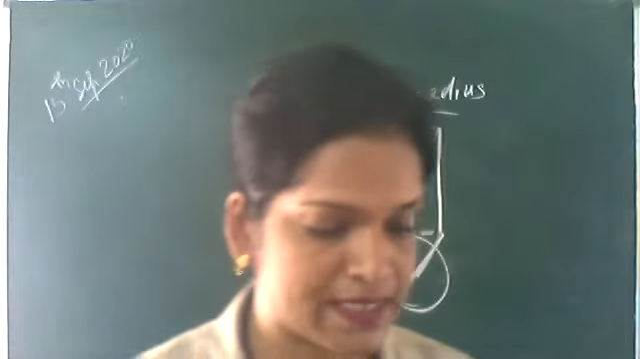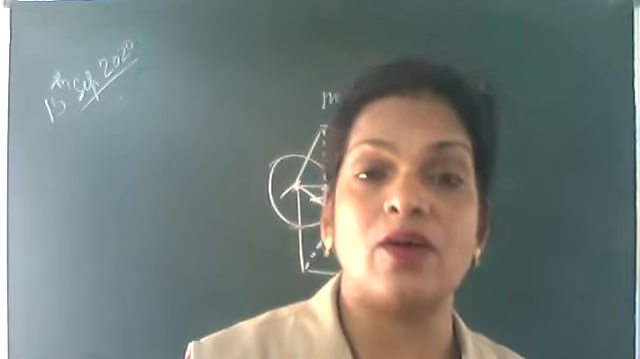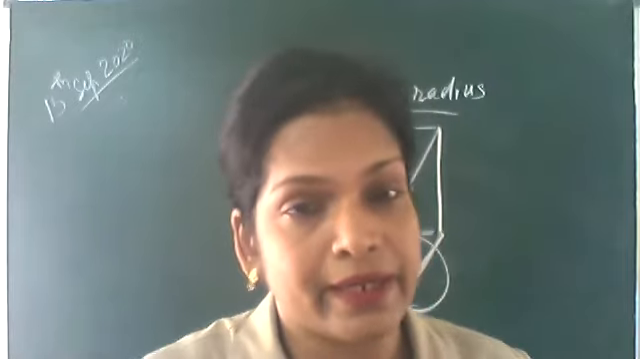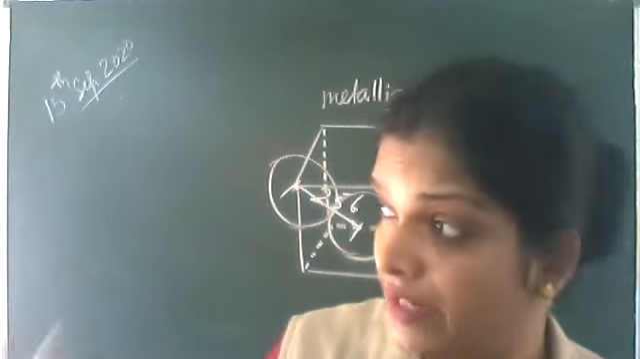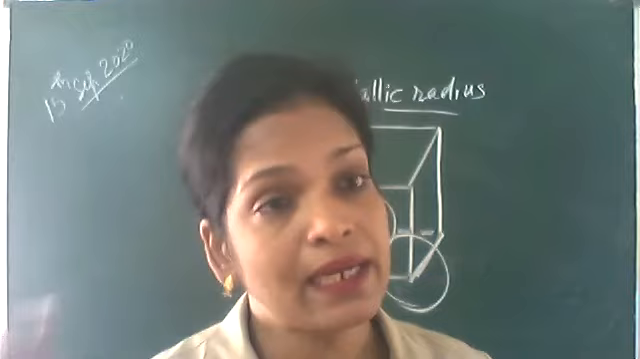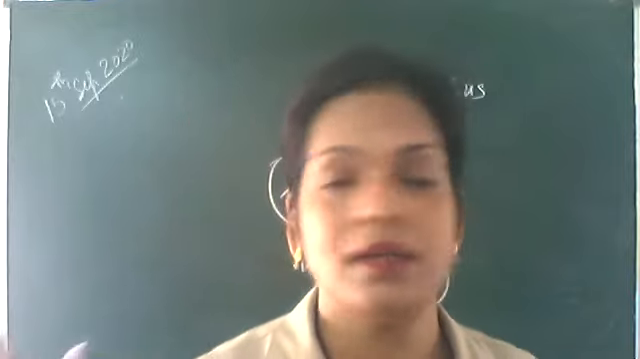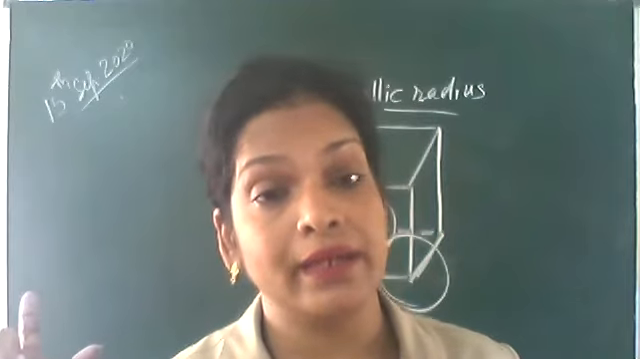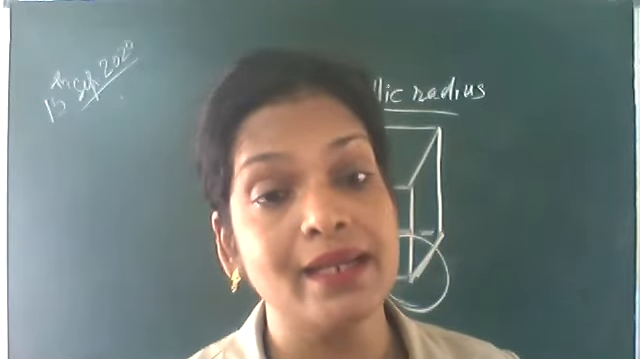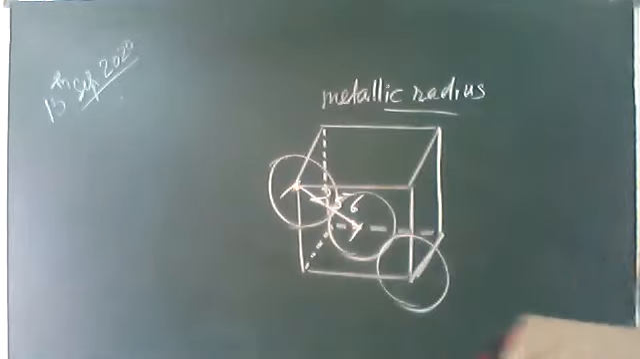Now, what is the periodic trend of this atomic radius? Atomic radius may be covalent radius, metallic radius, or van der Waals radius. Generally, we call it atomic radius. What is the trend in a period? In a period, atomic radius is decreasing.